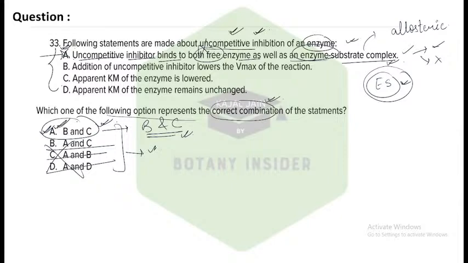Let's look into the other options also. It is saying addition of uncompetitive inhibitor lowers the Vmax of the reaction. Then the apparent Km of the enzyme is lowered. And the third one, the last option, is the apparent Km of the enzyme remains unchanged. No, both the Km and the Vmax are lowered in case of uncompetitive inhibition. Remember about this, and very good, most of you got the answer correctly. Answer is option number A.